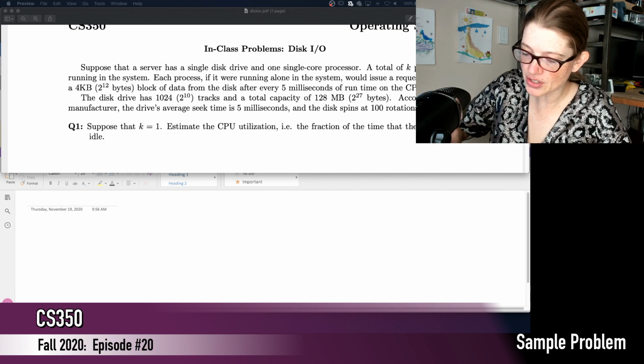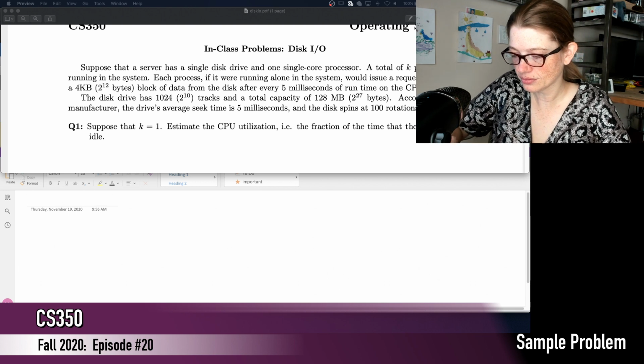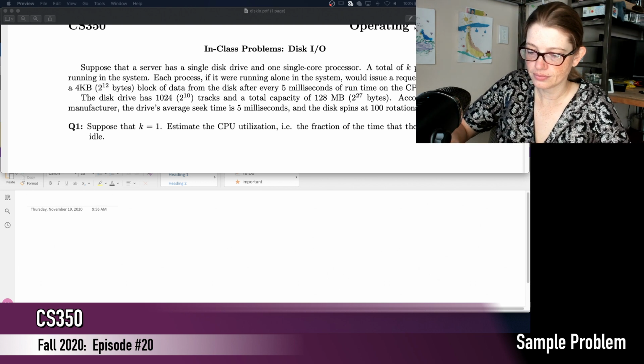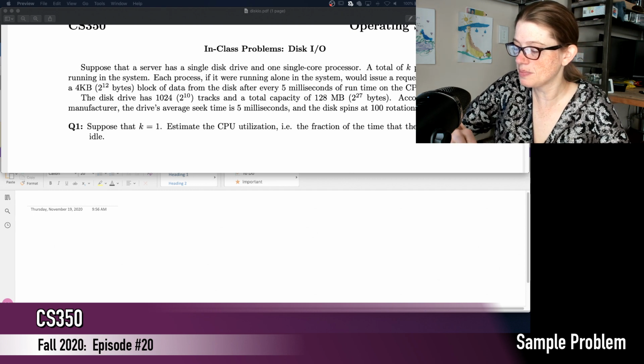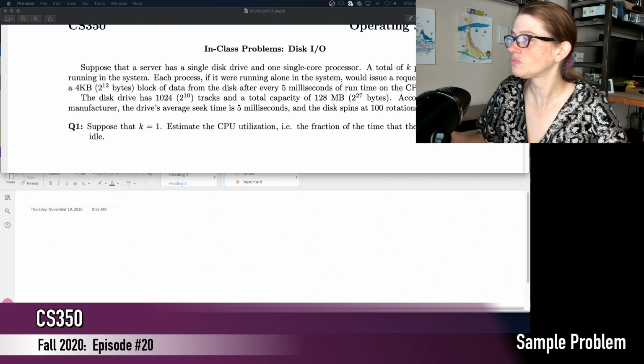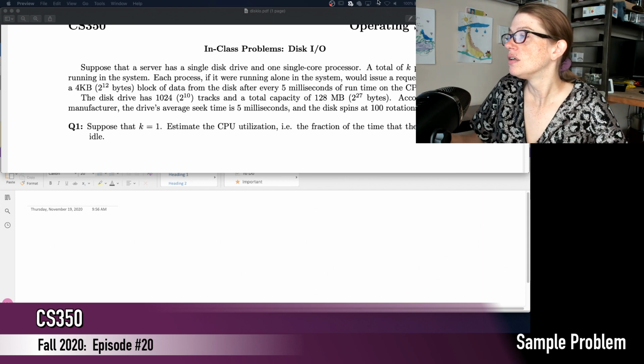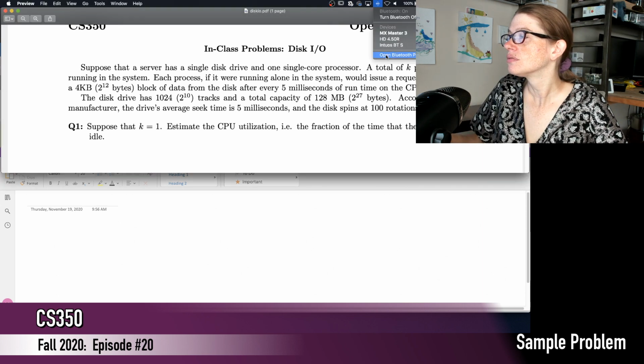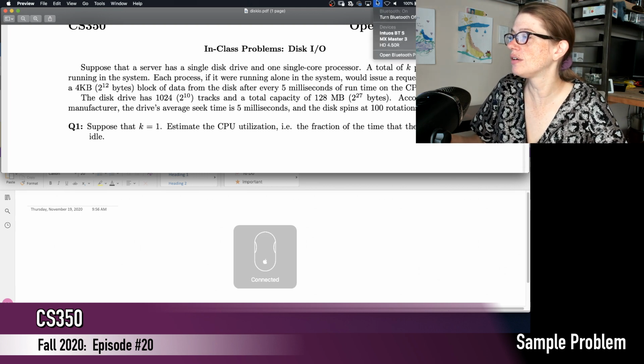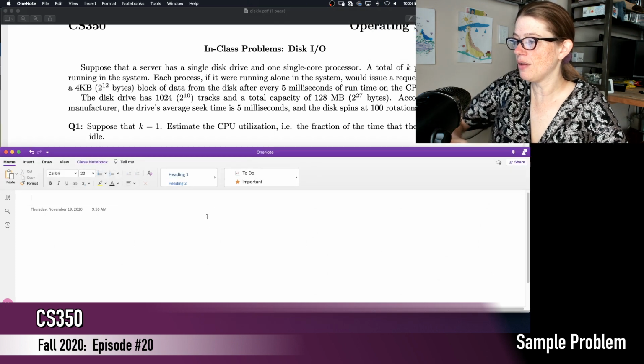So let's figure out our disk here. Sometimes I really despise Bluetooth devices. Maybe I can force the issue here. Oh, there we go.